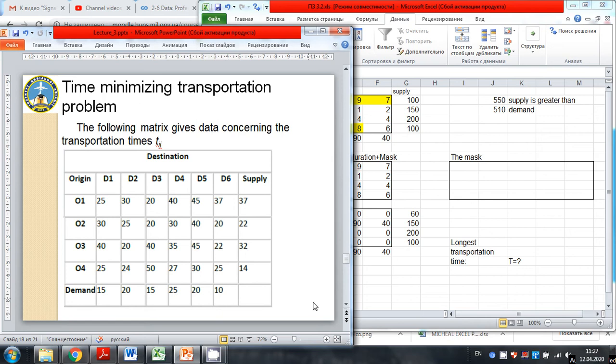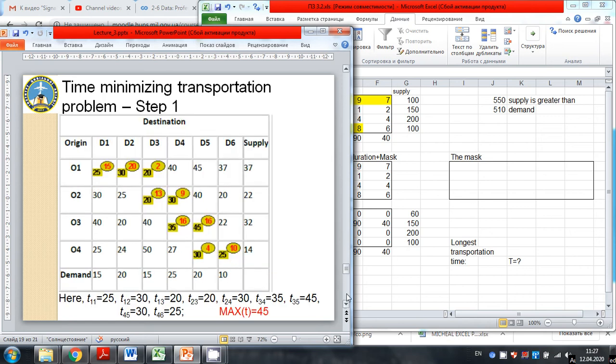We've got 15 units of goods to be transported from origin 1 to destination 1, 20 units of goods from origin 1 to destination 2, 2 units of goods from origin 1 to destination 3. In addition to this, we've got 13 units of goods transported from origin 2 to destination 3 to meet the total demand here. And so these are the solutions. These are the quantities to be transported.